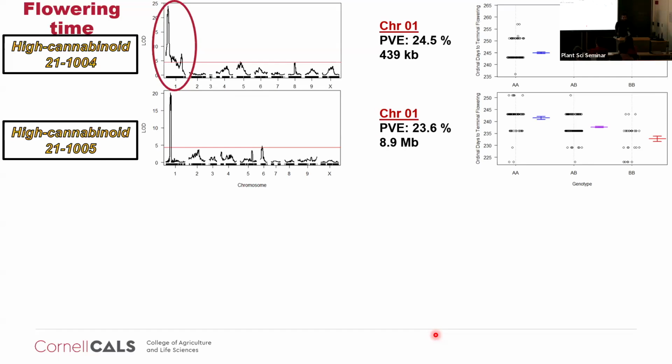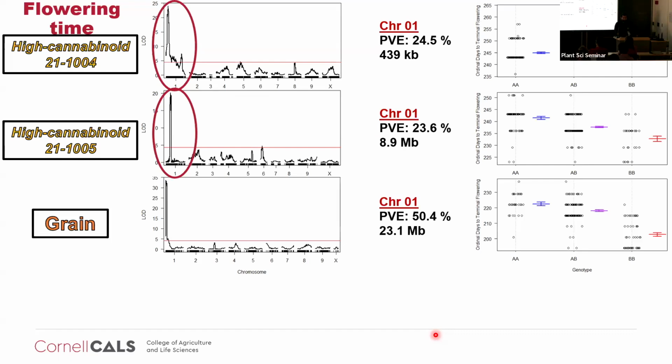For 21,005, we also observed 2 peaks, but the largest peak is in chromosome 1, explaining over 20% of the variance in a large region. In this case, the effect is additive. For the grain, we only find 1 peak in chromosome 1 that explains over 0.5% of the variance, and in this case, this allele seems to be additive.